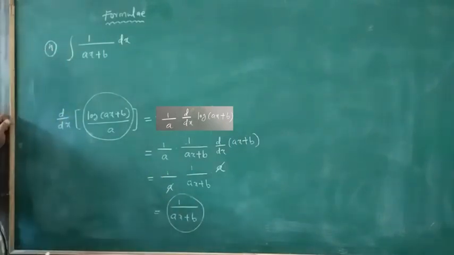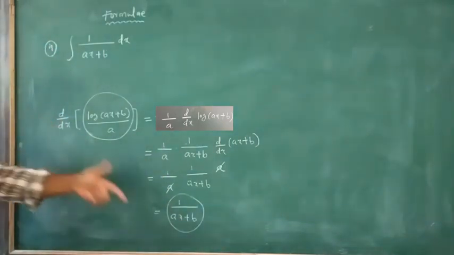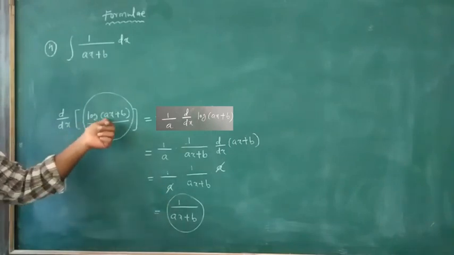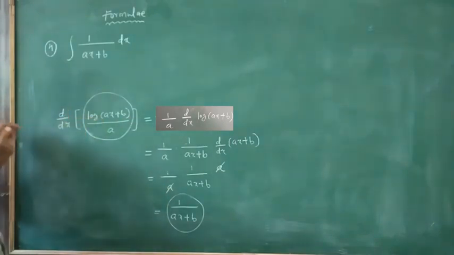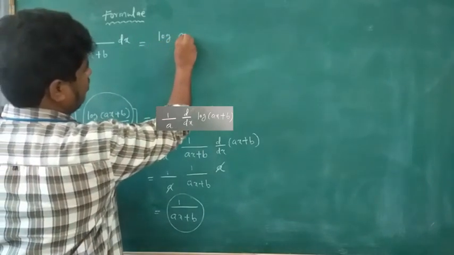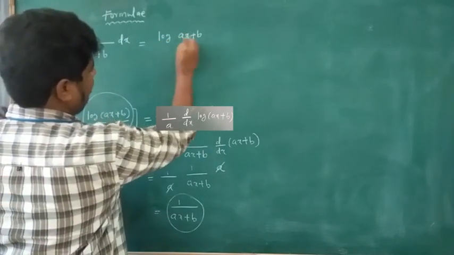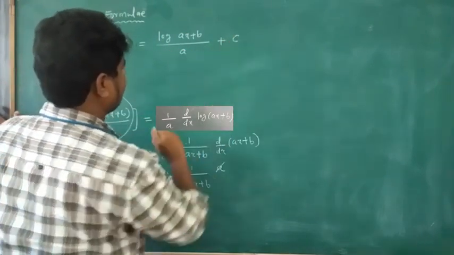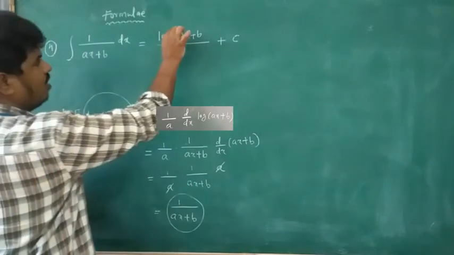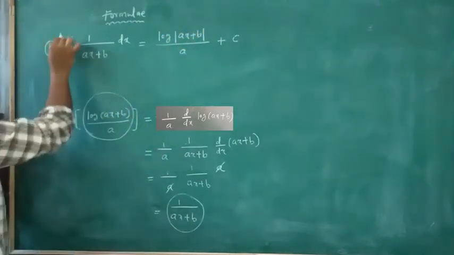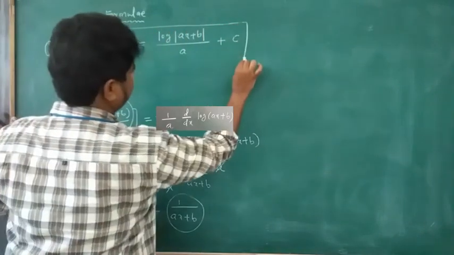Just observe, the derivative of log of ax plus b divided by a is equal to 1 by ax plus b. Here the integral of 1 by ax plus b will be log of ax plus b divided by a plus c. Here you should take mod for this ax plus b. It is the fourth formula.